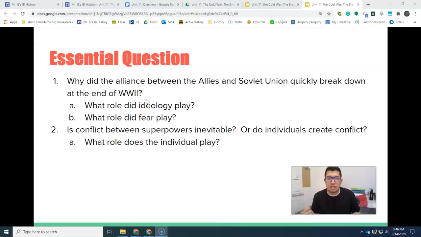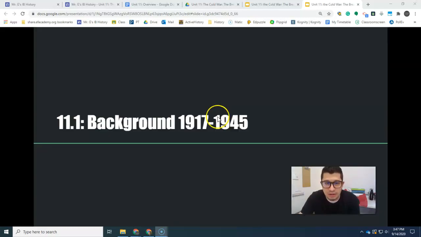A couple of essential questions, and this is just for this unit. This isn't for the entirety of the Cold War. But how did the breakdown happen? Right? How did the Grand Alliance break up and essentially start the next war immediately after the Second World War? What role did ideology play? What role did fear play? And then lastly, what roles did the individuals play? Those are three things to keep track of throughout this unit. I'll try to make reference to that as often as I can, but just kind of keep that in the back of your head.